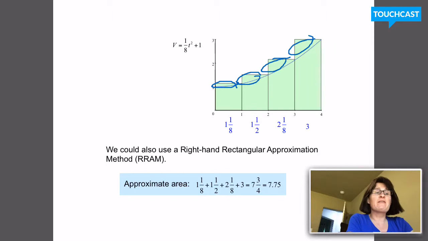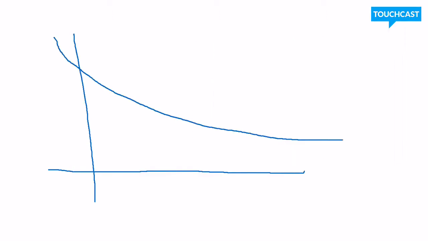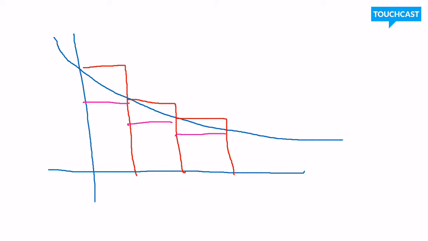And now you can imagine, what if I have a function that's decreasing? Here, we'll make a picture. If I have a function that's decreasing when I use rectangles to find the area underneath that curve, if I use left-hand rectangles, those rectangles are all too big. So if my function f is decreasing, a left-hand Riemann sum is going to be an overestimate. If I use a right-hand Riemann sum, that's always going to be an underestimate.